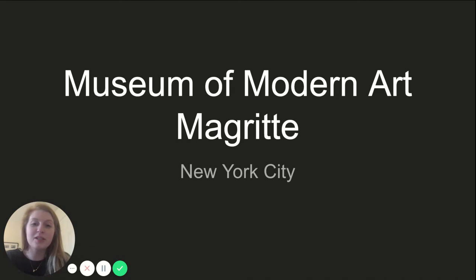Afternoon, class. So today we're going to take a virtual classroom field trip. I know things are a little different now, but we're going to take a look at the Museum of Modern Art and we're going to focus on surrealism since we're going to start that in our next unit. And we're going to take a look at a specific artist, Rene Magritte, and he is an awesome surrealist. I'm so excited for everyone to see.